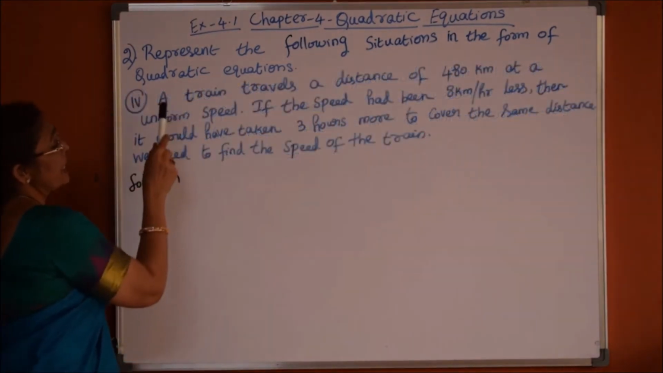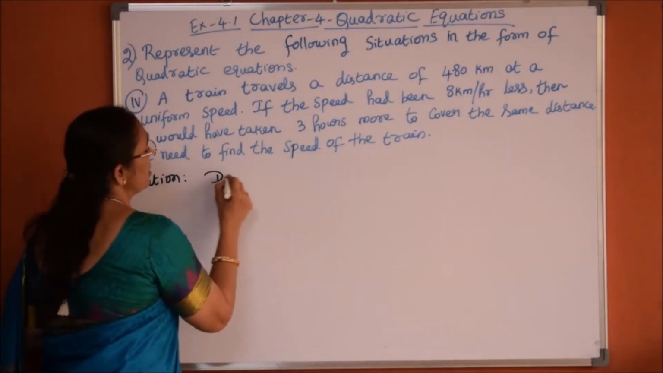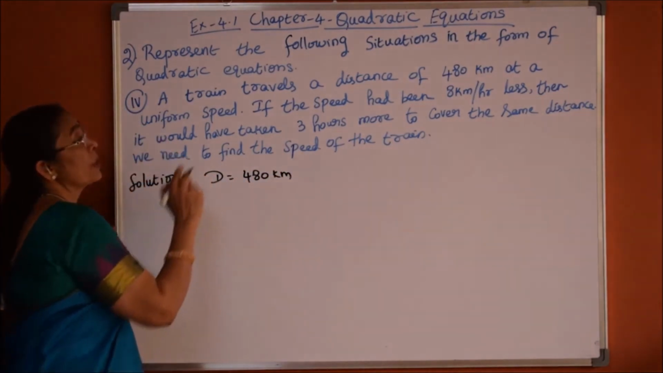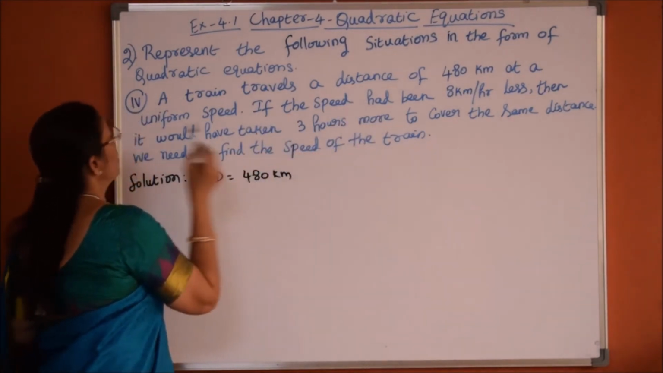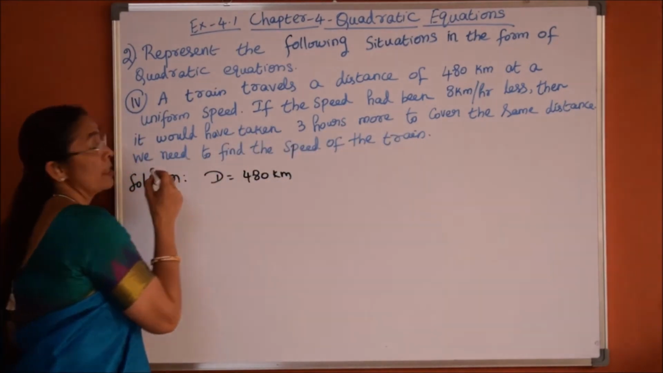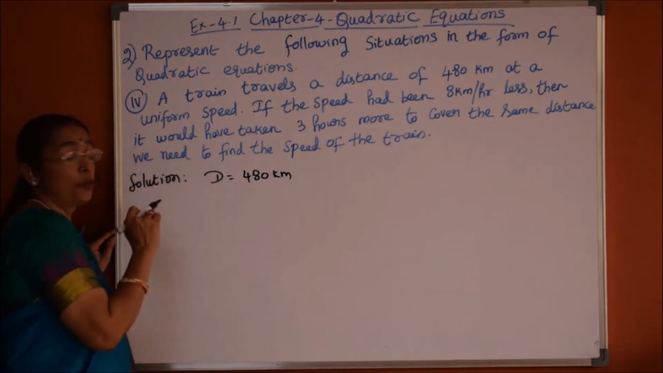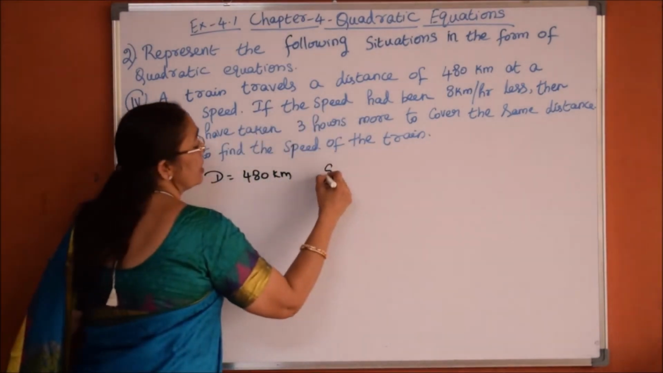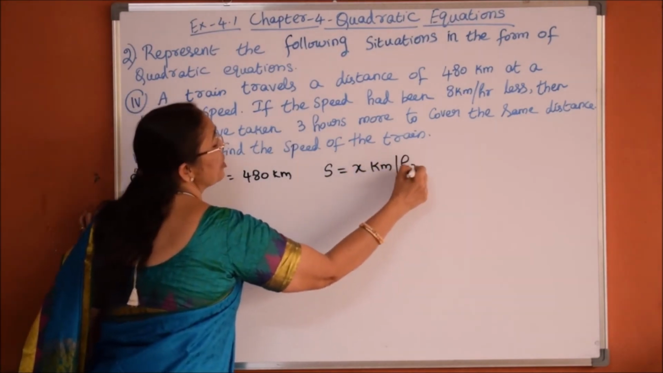Fourth bit, a train travels a distance of 480 kilometers at a uniform speed. If the speed had been 8 kilometers per hour less, then it would have taken 3 hours more to cover the same distance. We need to find the speed of the train. So we consider distance as 480 kilometers. Now consider the speed of the train as x kilometer per hour, the original speed.